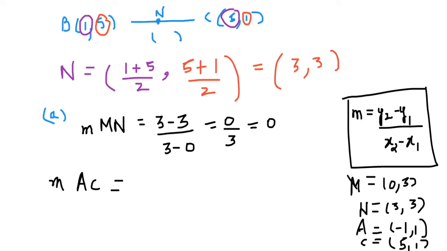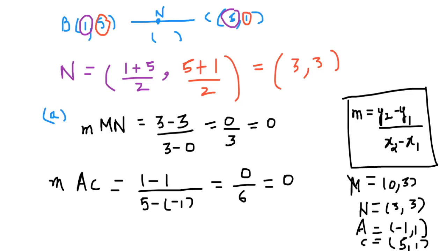So it will be 1 minus 1 upon 5 minus of minus 1. Because my x1 is negative, I would like to keep it inside the bracket, all negative numbers. So 0 upon 6, again 0 upon any number is always 0. So now you can see that the gradient of MN is the same as the gradient of AC.